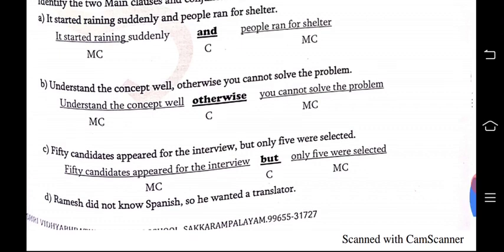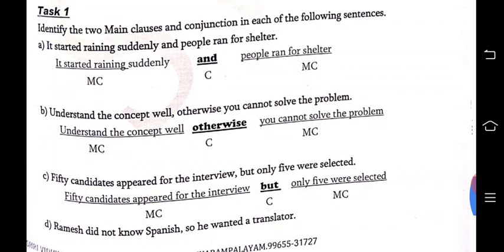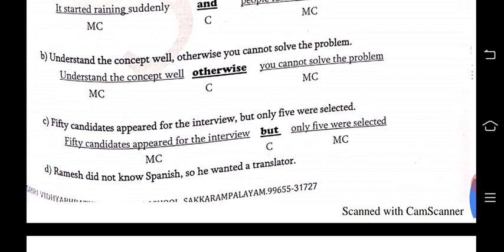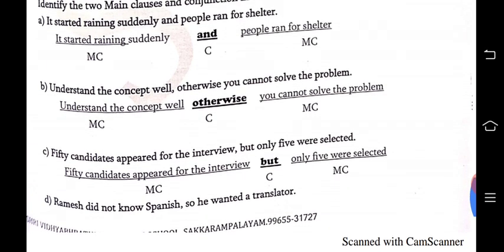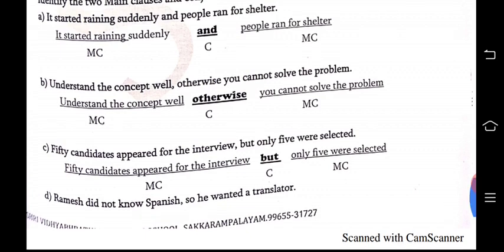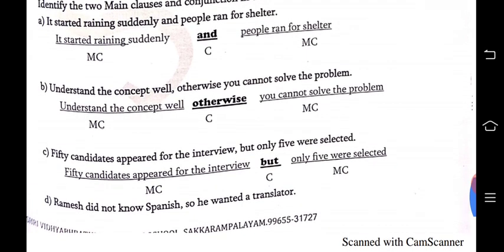So "understand the concept well" is a main clause, and "you cannot solve the problem" is a main clause, and "otherwise" is considered here as a coordinating conjunction. And then the third sentence: 50 candidates appeared for the interview, but only 5 were selected. So "50 candidates appeared for the interview" is a main clause, "only 5 were selected" is a main clause, and "but" is a coordinating conjunction.